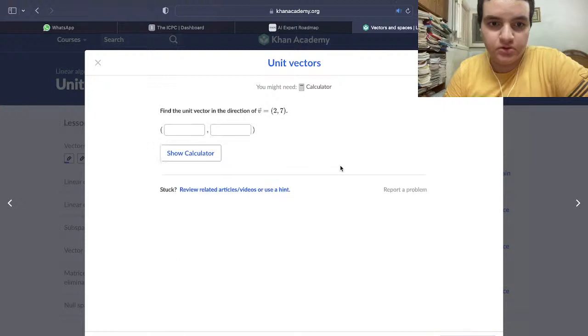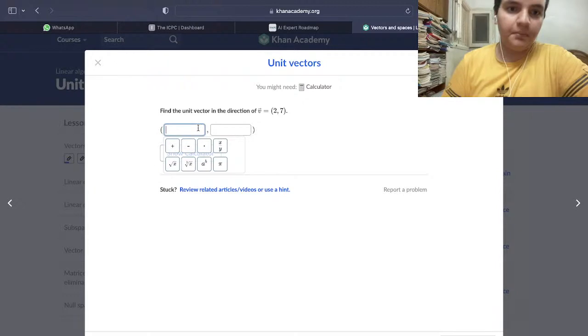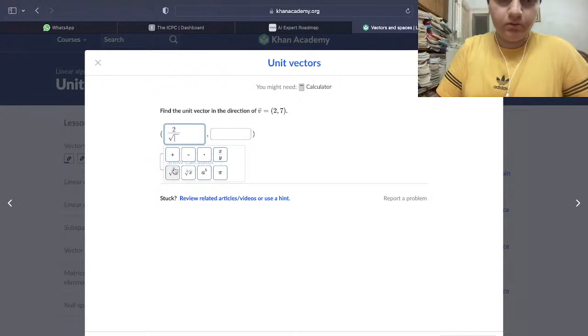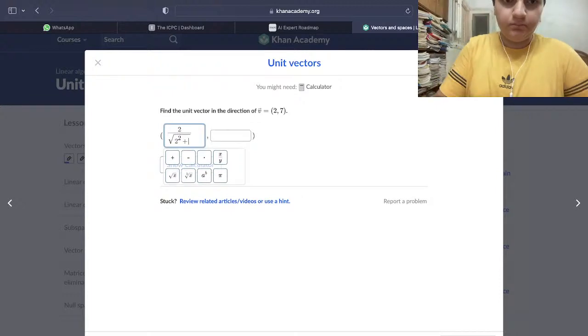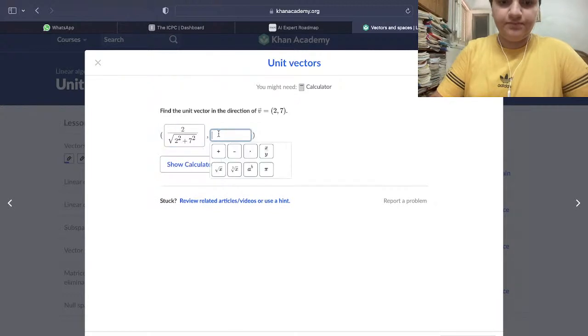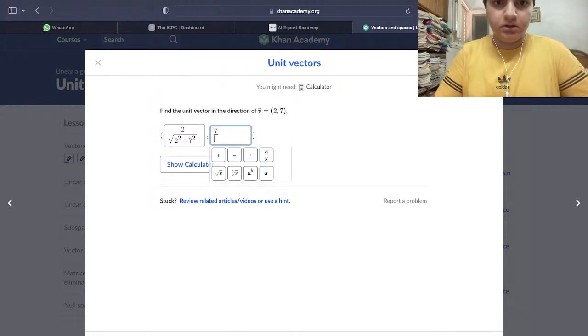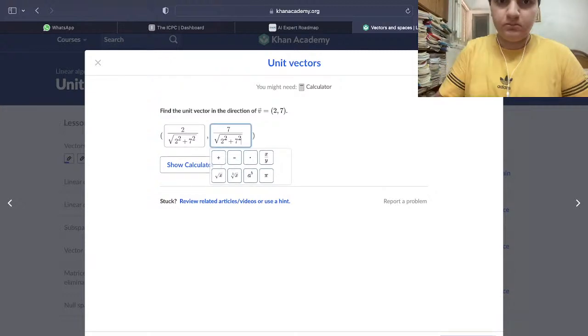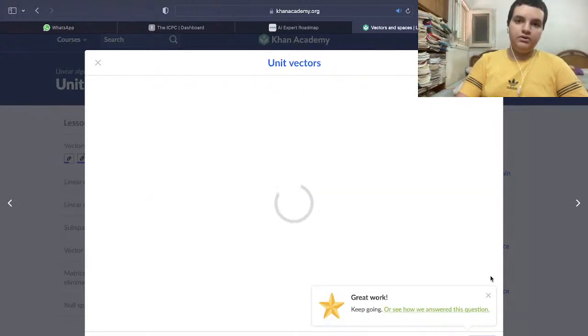Okay, next question. Find the unit vector. So we're going to have square root of 2 squared plus 7 squared, 7 over square root of 2 power 2 plus 7 power 2. Okay, so we've done that.